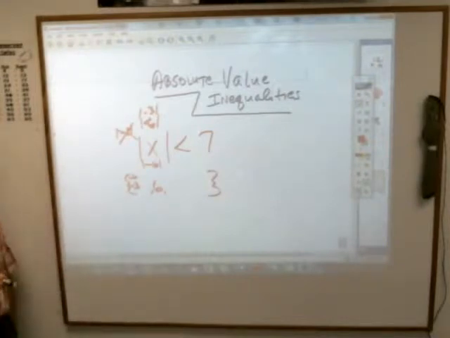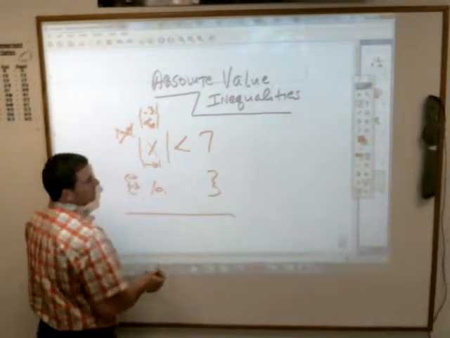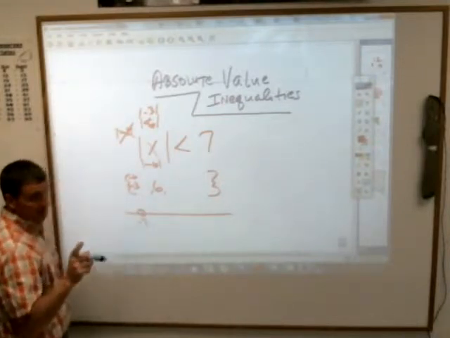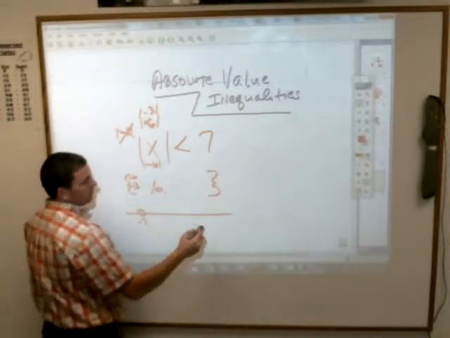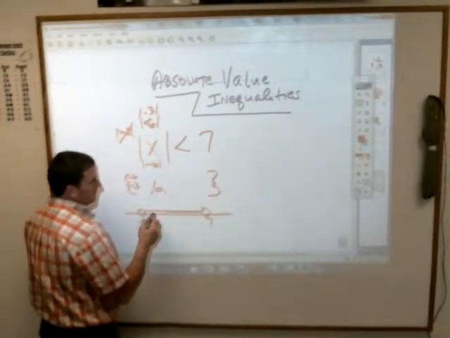So tell me what my answers could be. That's what I want you to tell me. Any number between negative 6 and 6? Kind of. Any number that, for this one, starts at negative 7 but doesn't include negative 7, and goes all the way to positive 7 but doesn't include 7.